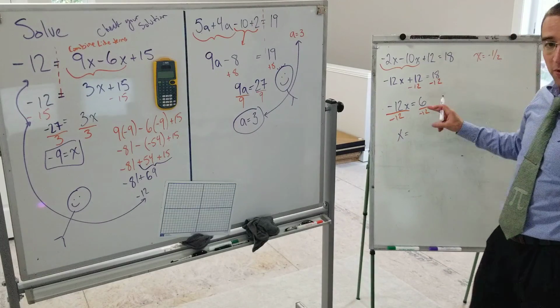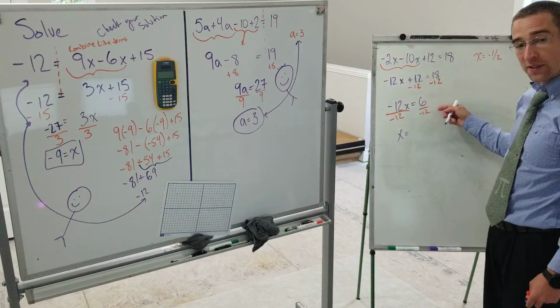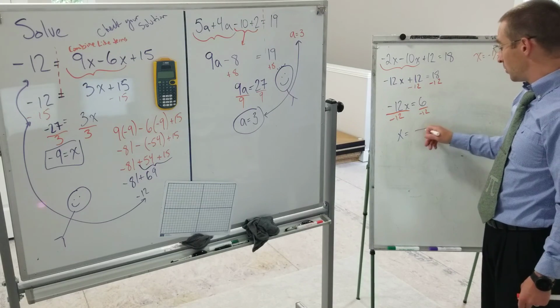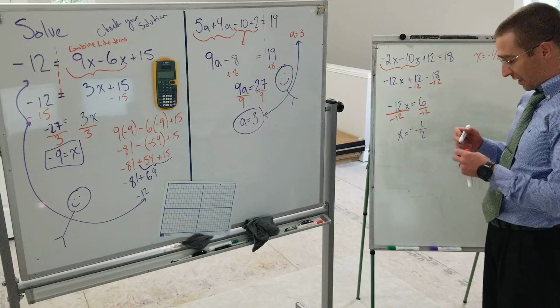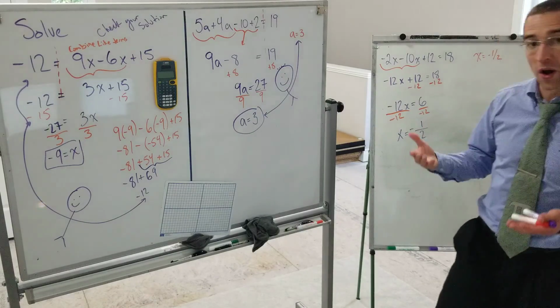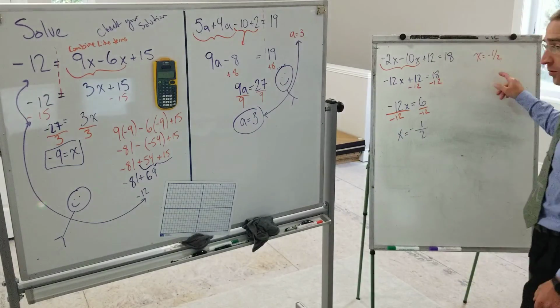well, 6 goes into 12 2 times. Because the 12 is in the denominator, the 2 is going to be in the denominator. And we got positive divided by negative, so it's negative. Or 6 over 12 is 1/2. And that's what we said, x was 1/2.